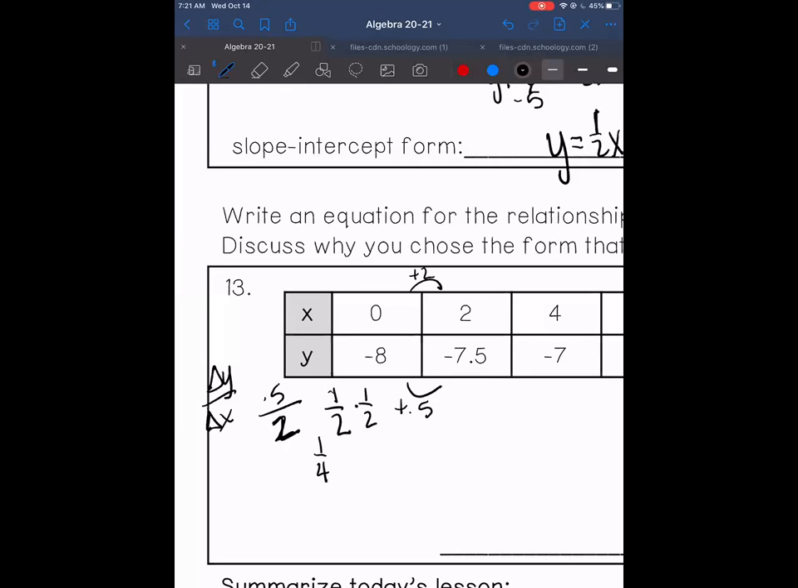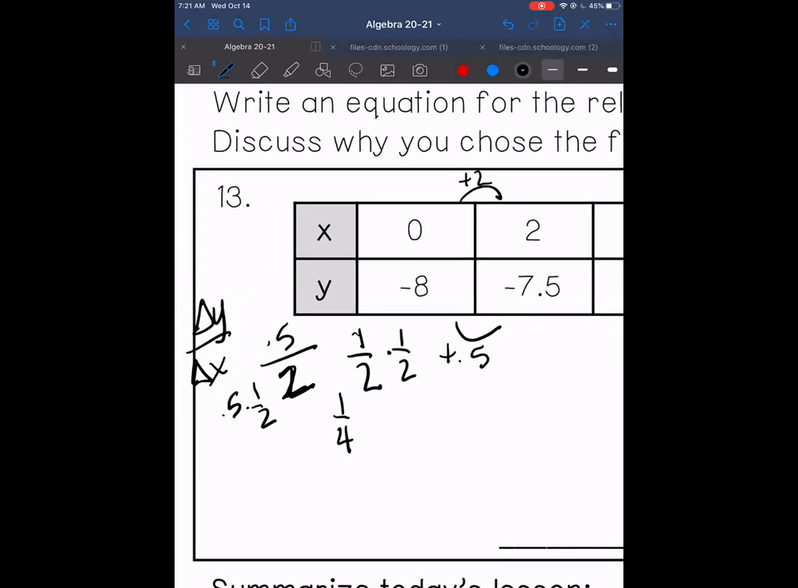Because this is 0.5 times 1/2. So if we change 1/2 or 0.5 into a fraction, then that's how we get a half times a half. You just multiply across. 1 times 1 is 1. 2 times 2 is 4. So that's how we get a slope of 1/4.